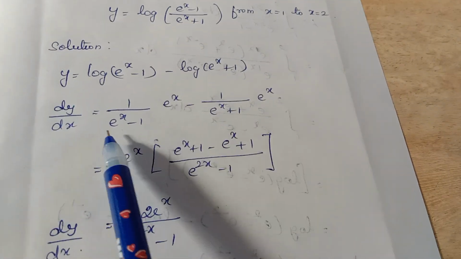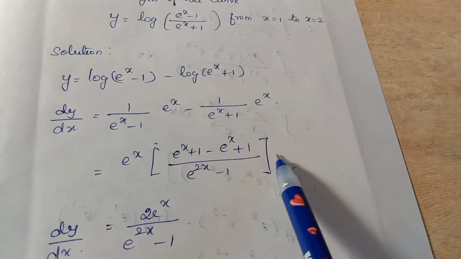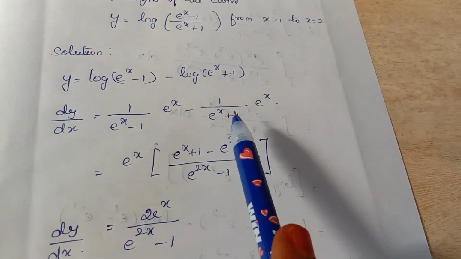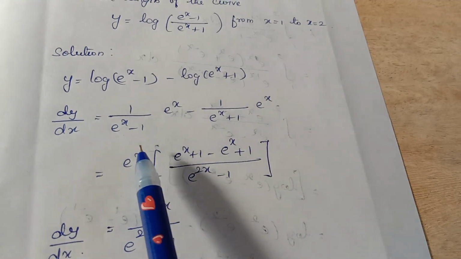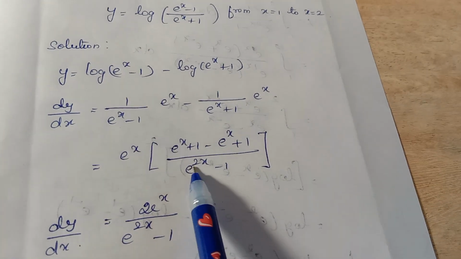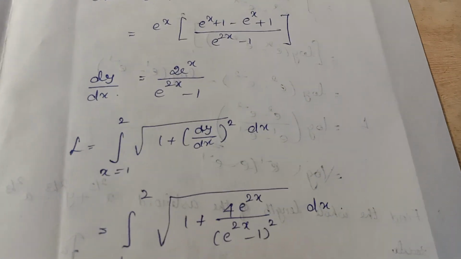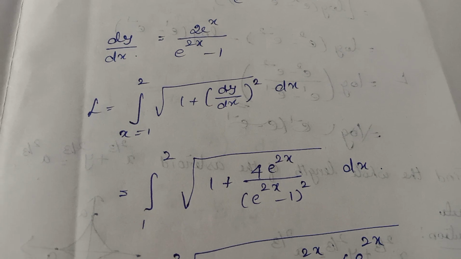In both the terms e power x is common, so you take it outside and take the LCM. So e power x plus 1 minus e power x minus 1, divided by, if you multiply these two terms, this is like a minus b into a plus b. So it will be a square minus b square, that is e power 2x minus 1. Now e power x gets cancelled. So dy by dx equals 2 e power x by e power 2x minus 1.